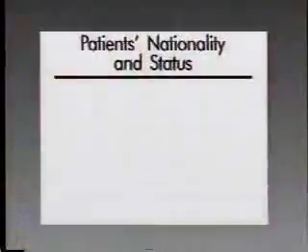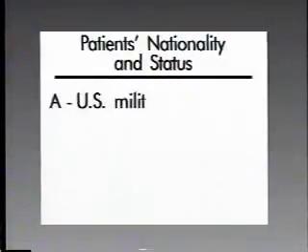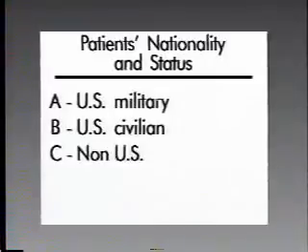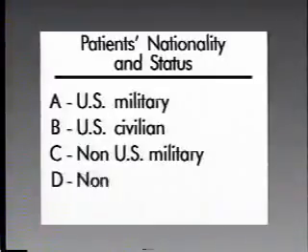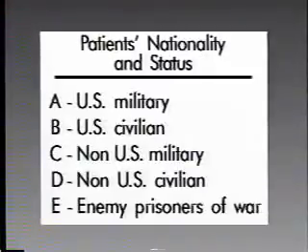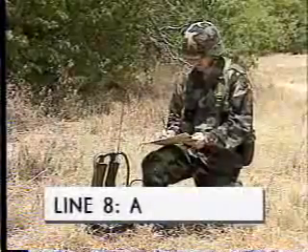The nationality and status of the patients being evacuated are required in order to determine the destination facilities and the need for guards. Alpha, U.S. military; Bravo, U.S. civilian; Charlie, non-U.S. military; Delta, non-U.S. civilian; Echo, enemy prisoners of war. The number of patients in each category need not be transmitted. Encrypt only the appropriate code. Alpha on line 8 means that all patients to be evacuated are U.S.